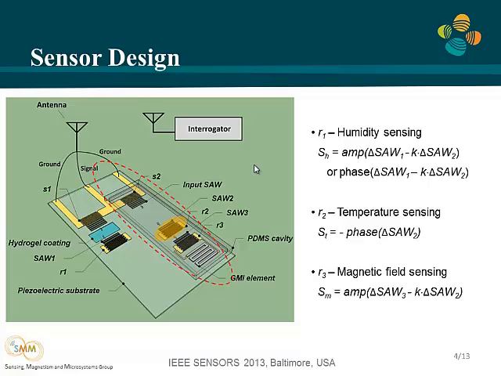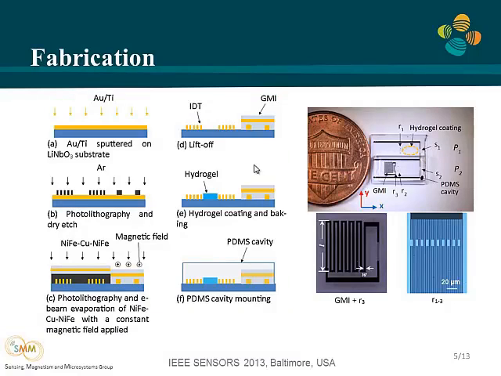Here we have an antenna. Ideally, the antenna can provide high-frequency electrical signals, and through the interrogator, we can achieve wireless interrogation. This is the fabrication of the device.